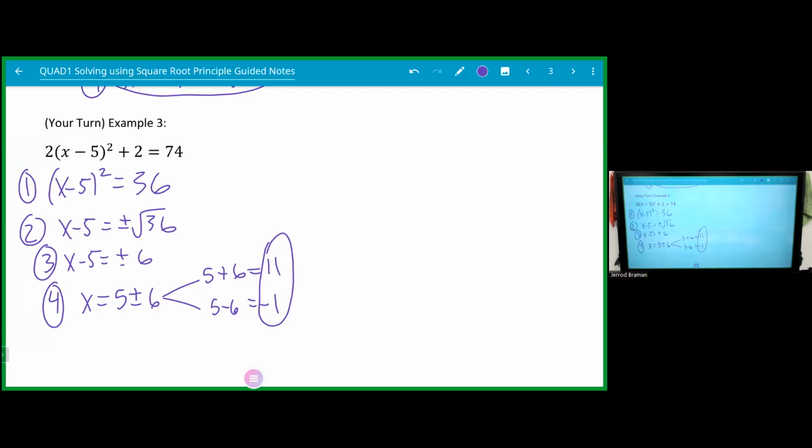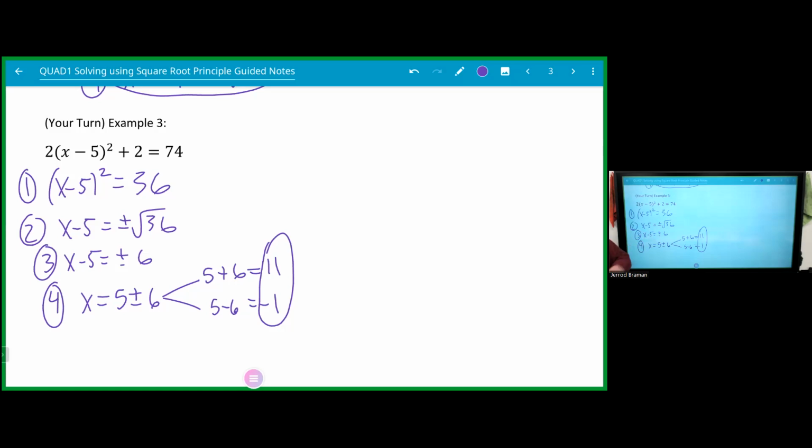When we isolate, we'd first subtract 2, then divide by 2 to get x minus 5 squared equals 36. Take the square root of both sides, so x minus 5 equals plus or minus the square root of 36. We know the square root of 36. That's a perfect square. That's just 6. Notice how there's no square root anymore, right? Because the square root of 36 is just 6. We can get rid of the square root. It's already been used. And then this is where this one gets interesting.